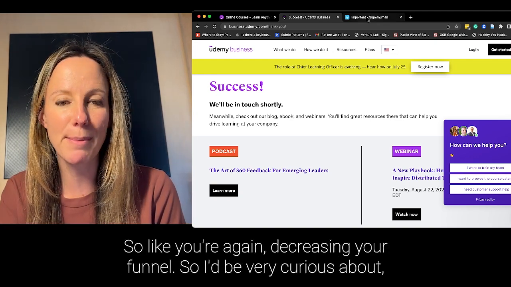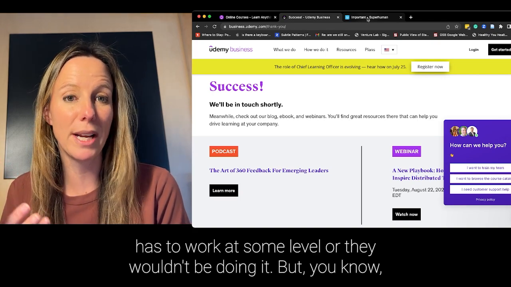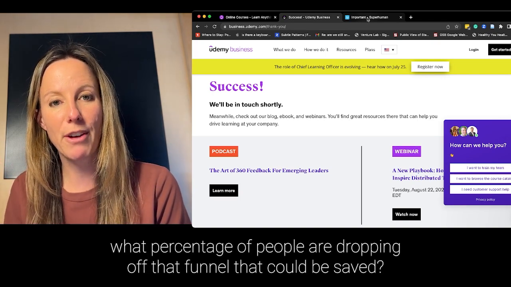So I'd be very curious about, obviously this has to work at some level or they wouldn't be doing it. But what percentage of people are dropping off that funnel that could be saved?